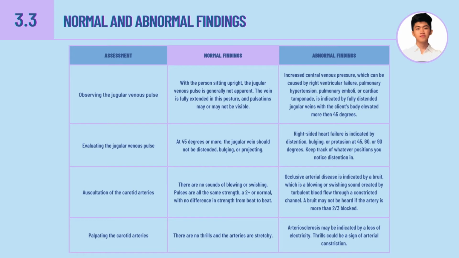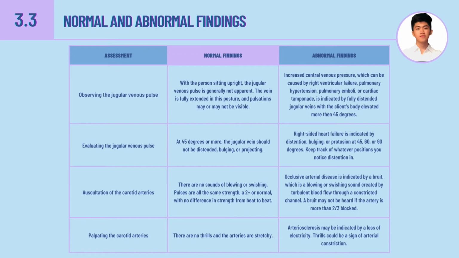Observing the jugular venous pulse. The normal finding with the person sitting upright is that the jugular venous pulse is generally not apparent. The vein is fully extended in this posture and pulsations may or may not be visible. The abnormal finding is increased central venous pressure, which can be caused by right ventricular failure, pulmonary hypertension, pulmonary emboli, or cardiac tamponade, and is indicated by fully distended jugular veins with the client's body elevated more than 45 degrees.